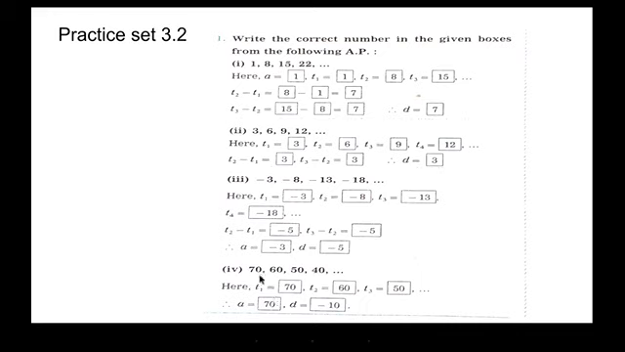The first term A is minus 3 and the common difference is minus 5. The fourth one, 70, 60, 50, 40 and so on. The first term T1 is 70, T2 is 60, T3 is 50, T4 is 40 and so on. The common difference D will be the second term minus the first term, that is 60 minus 70, that is minus 10. So the difference, as we have studied before, can be positive, it can be negative, or it can be 0.